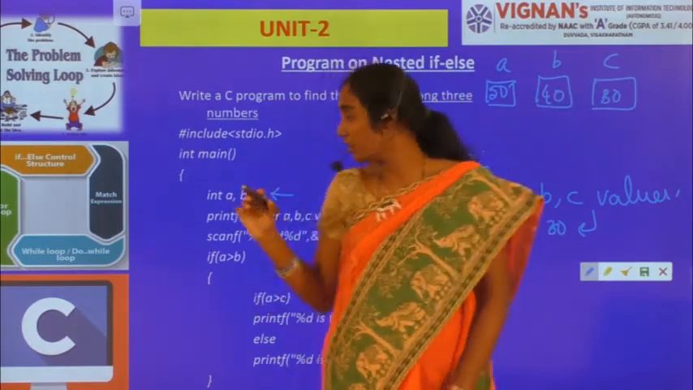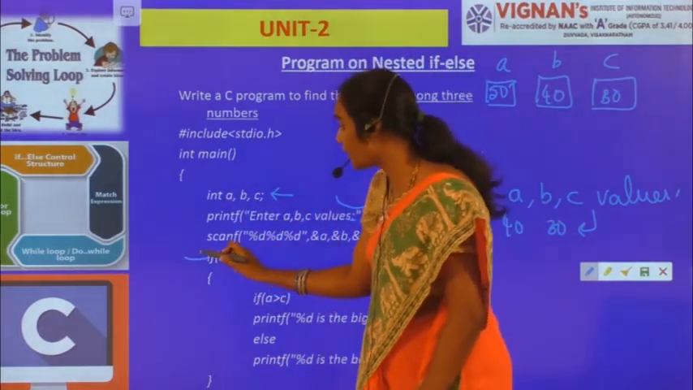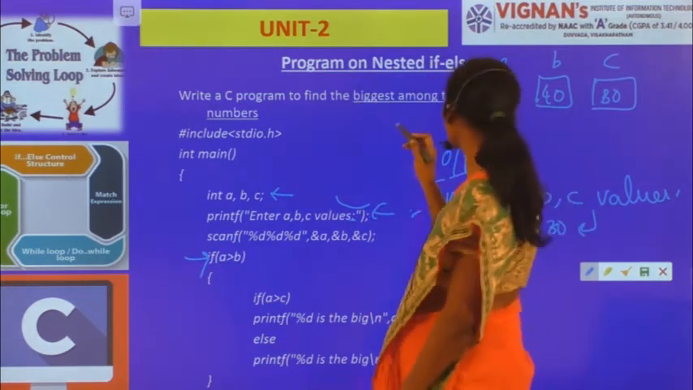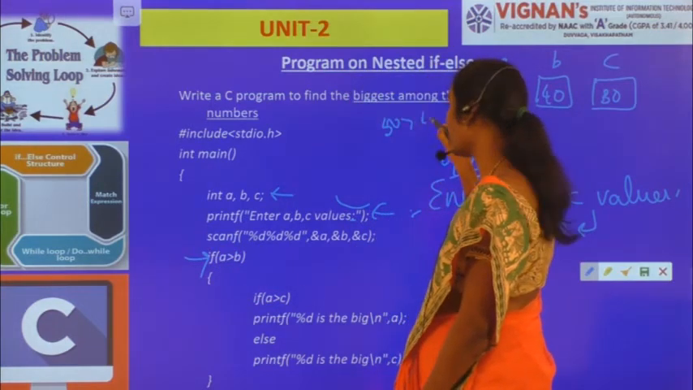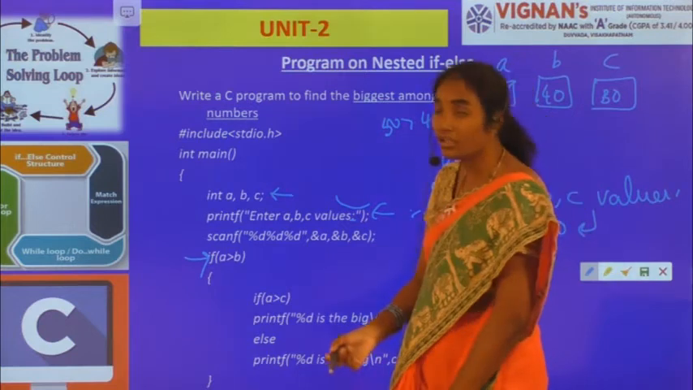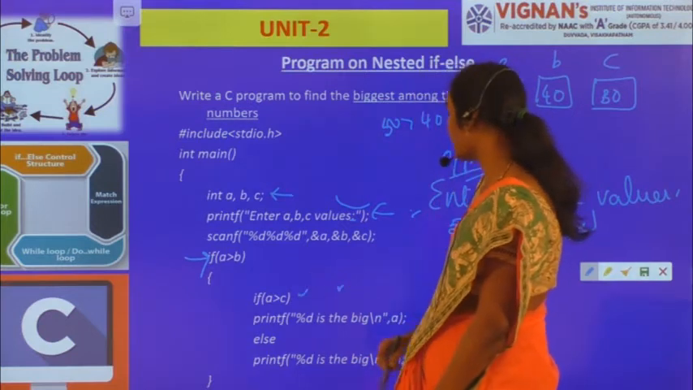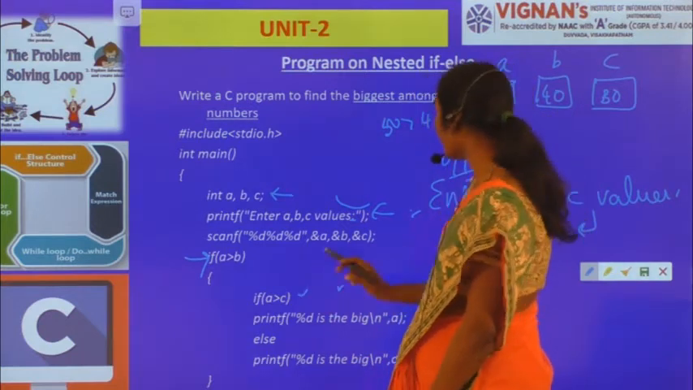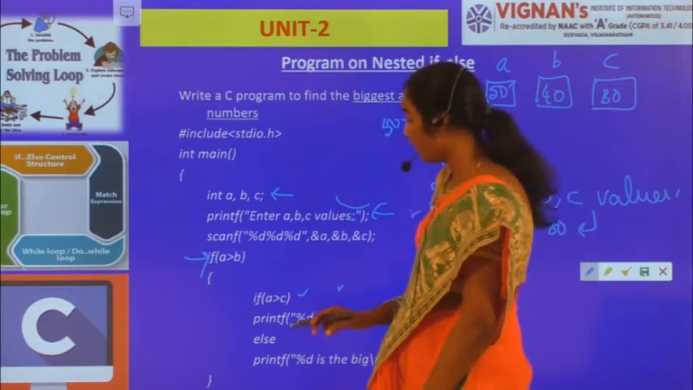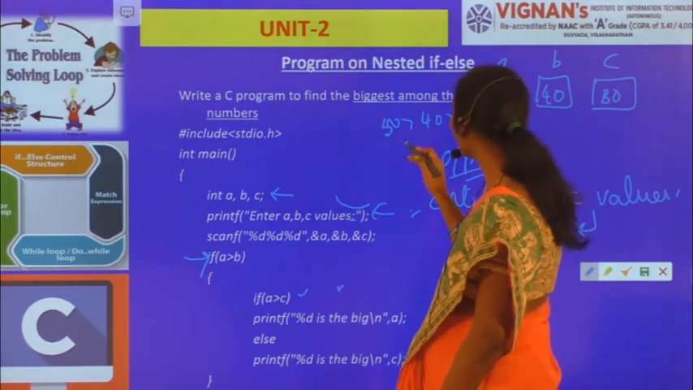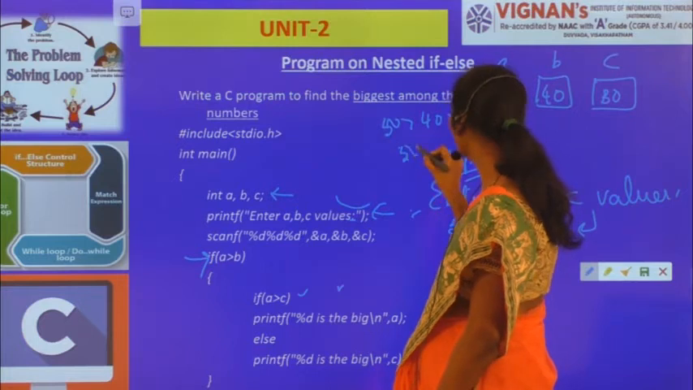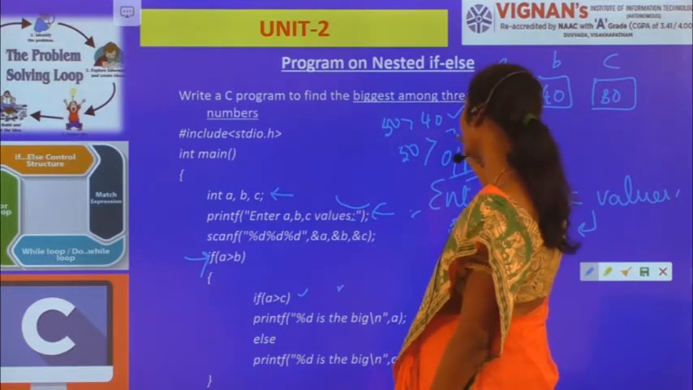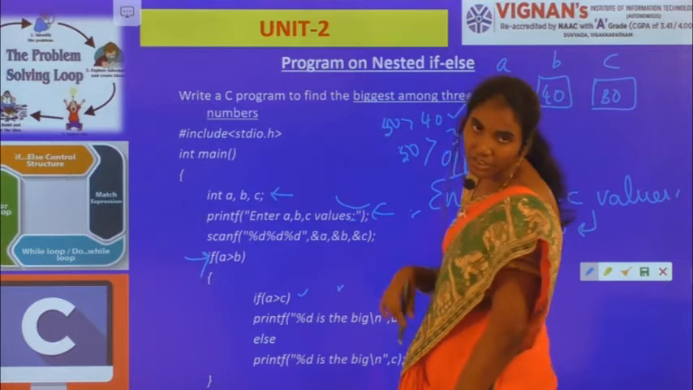Now I'll go with the next statement. If A greater than B: here 50 is greater than 40. Yes, the condition evaluates to true. Now again I'm checking one more condition, which is if A greater than C. What is that? 50 is greater than 30. Yes, both the conditions evaluate to true.